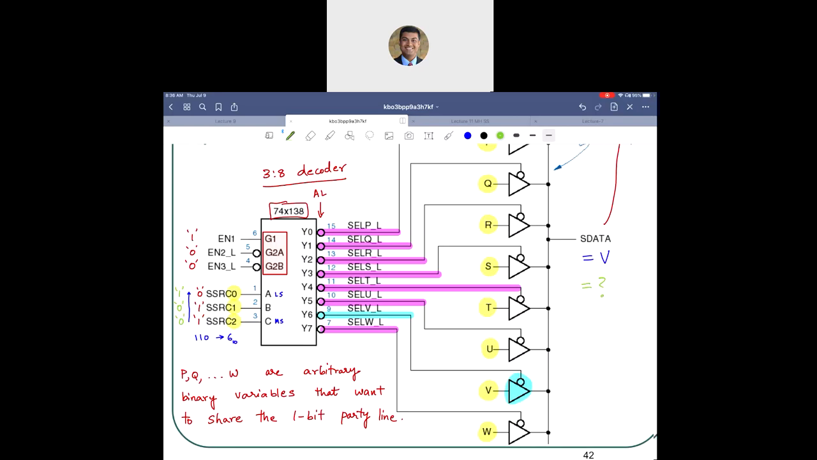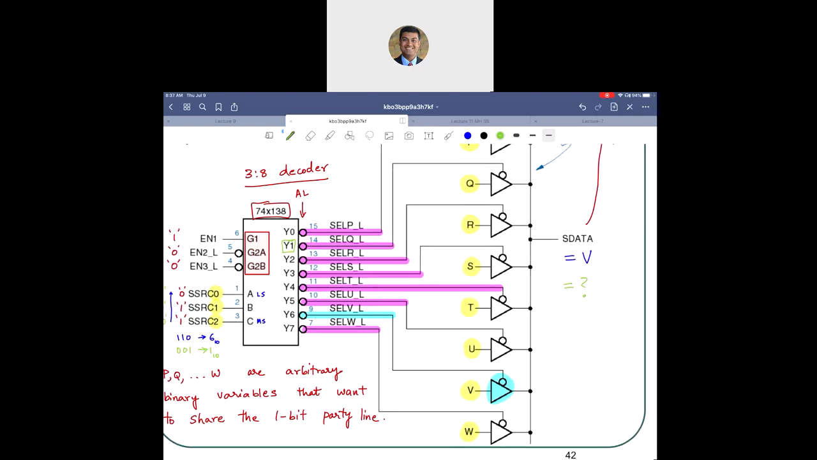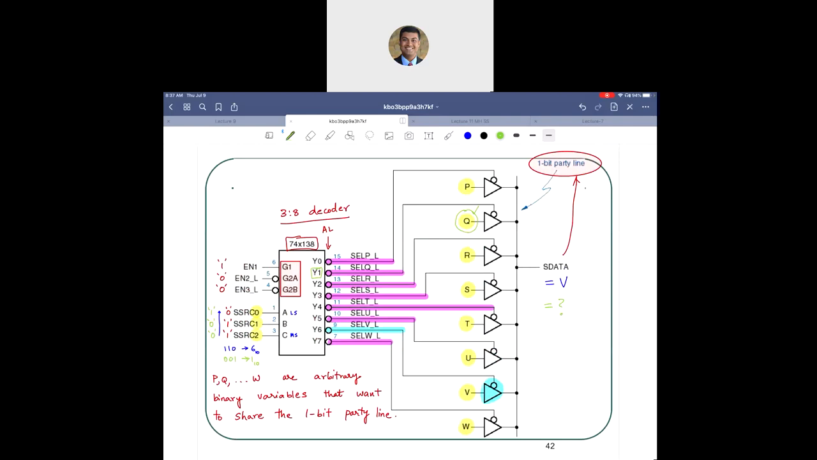Notice 1, 0, 0, I have written SSRC, the serial source as 0, so this guy is the least significant. One is least significant. Zero is the most significant because of the numbering. Yes. So because this is 001, sorry, 100, but I need to read it in the opposite way, 001, which is what? Decimal 1. Decimal 1 corresponds to select Q. All right. So that means this guy will go to S data.